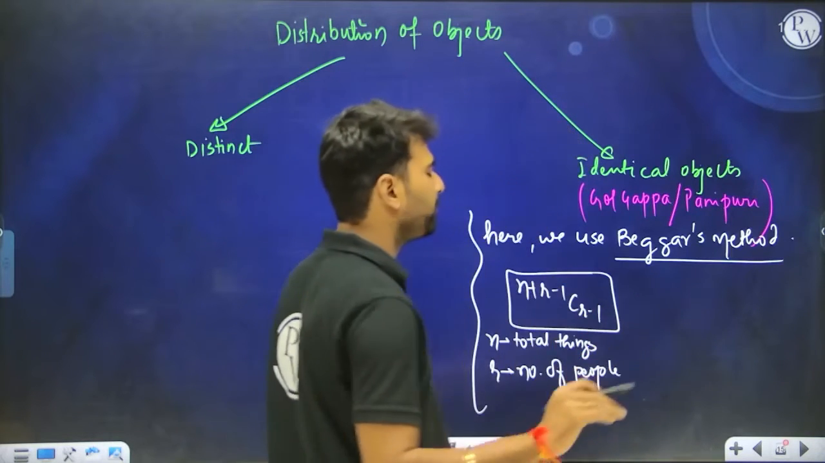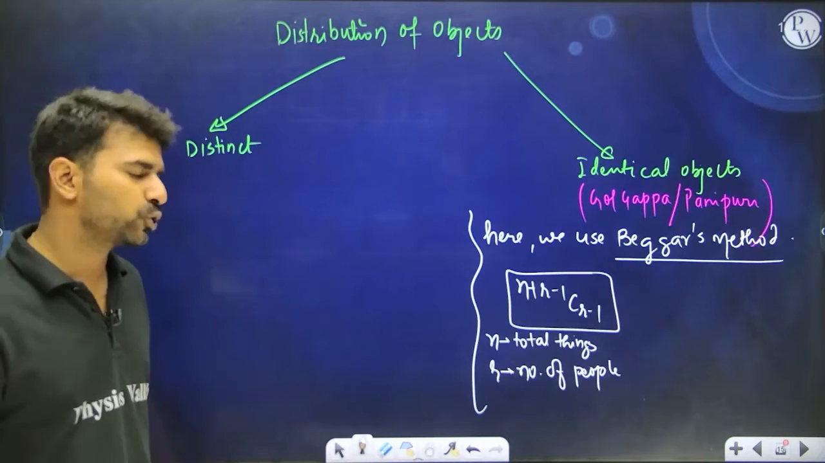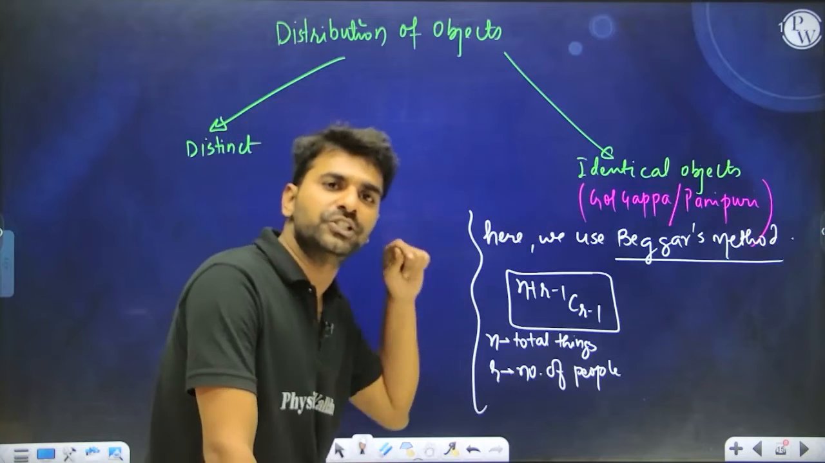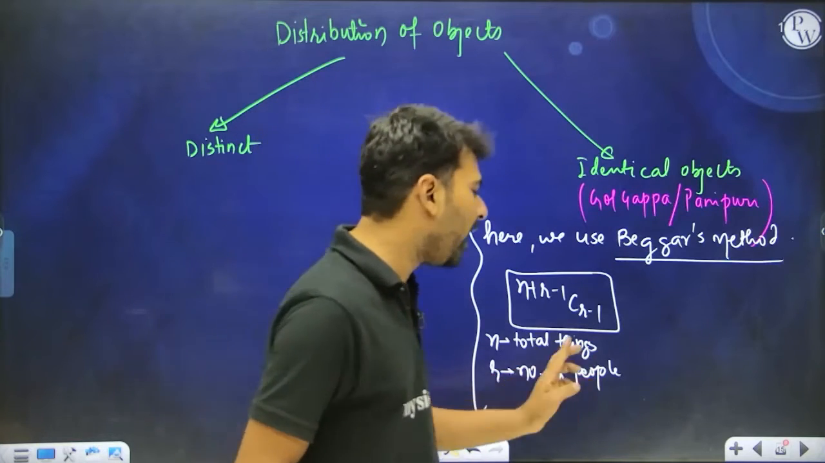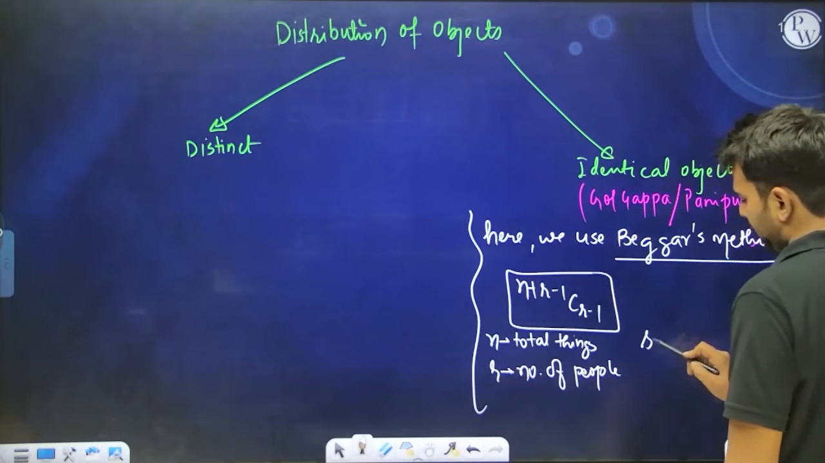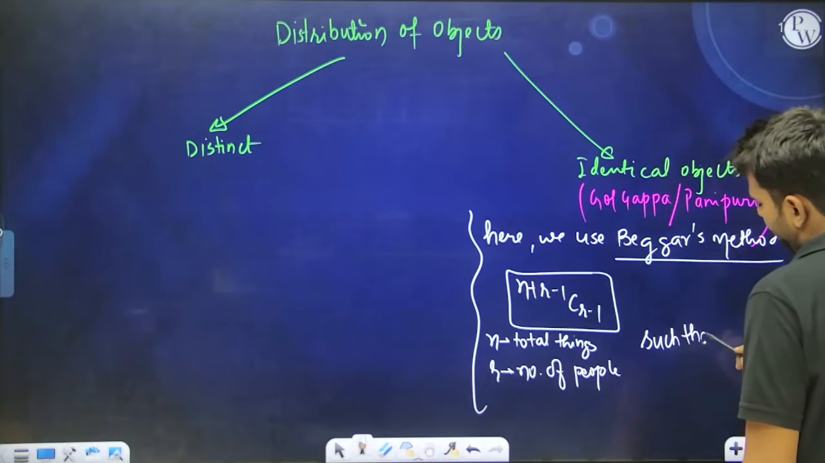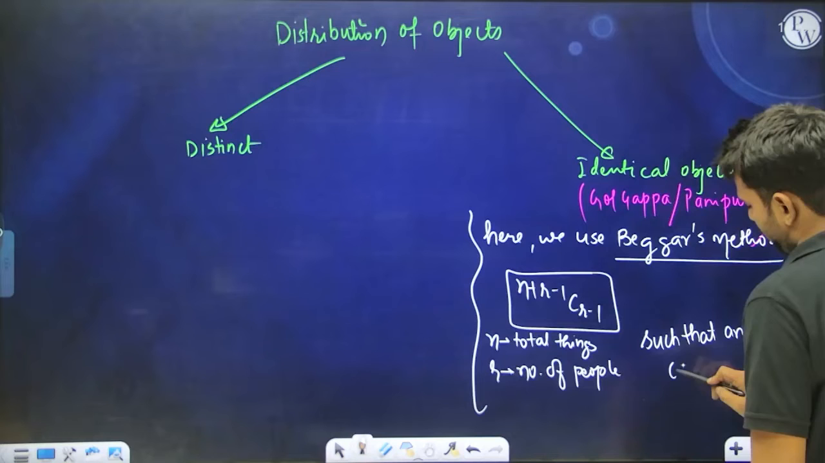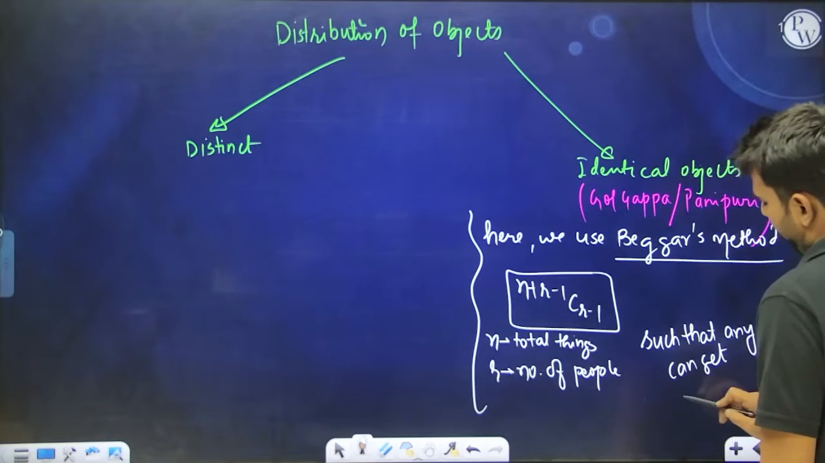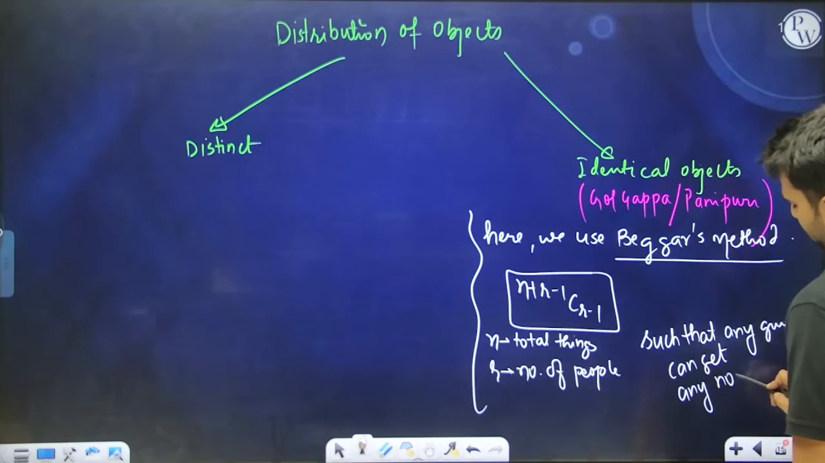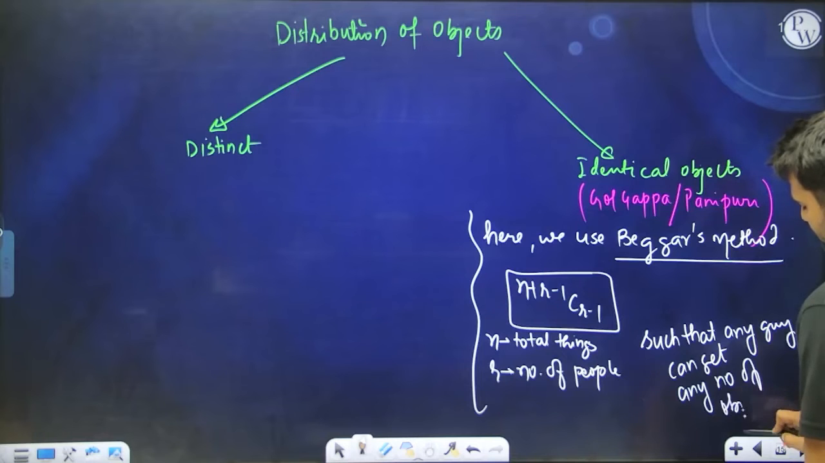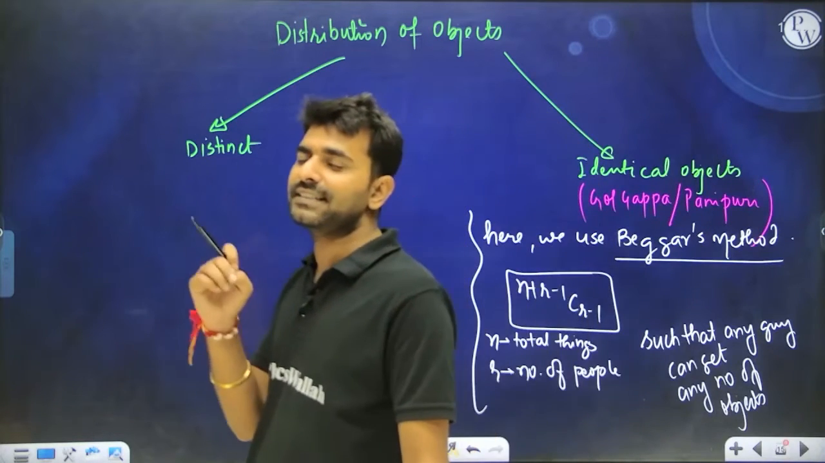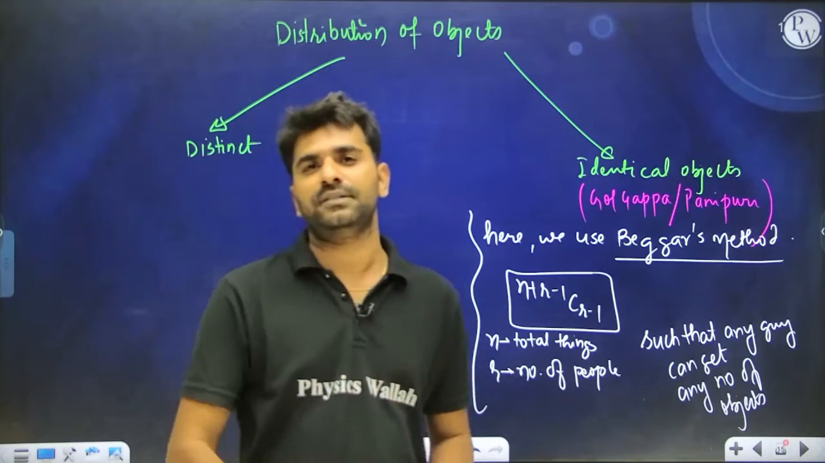So this formula n plus r minus 1 C r minus 1 is used whenever you are given n identical things and you have to distribute them among r number of people such that any person can get any number of objects. That means let's say a pani puri wala is having 10 pani puris, and let's say 3 people are standing in front of him.